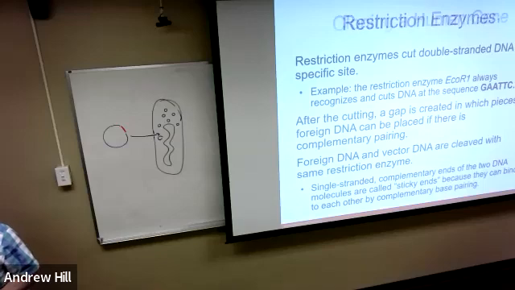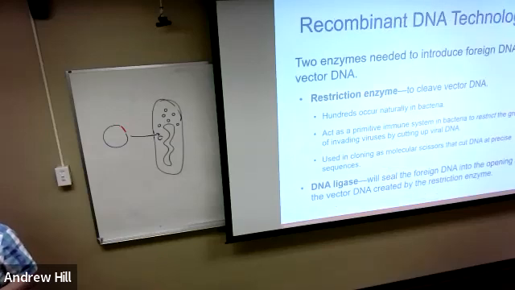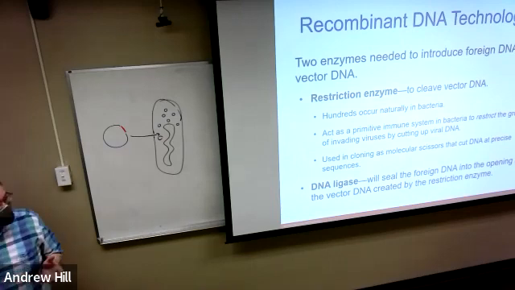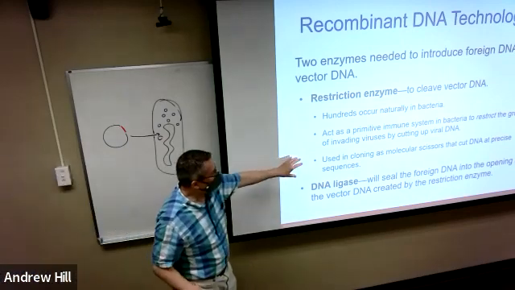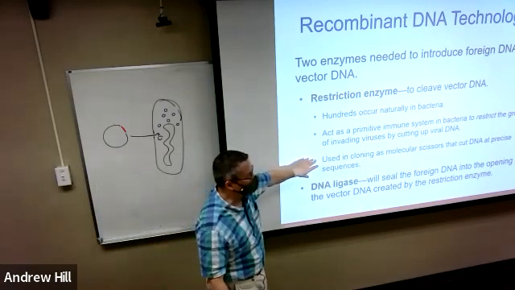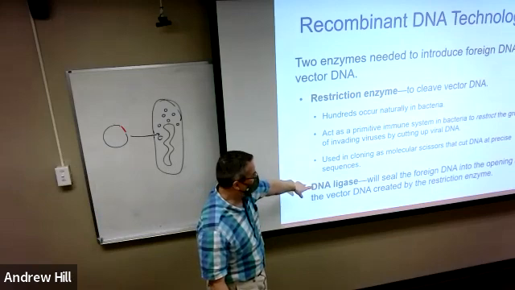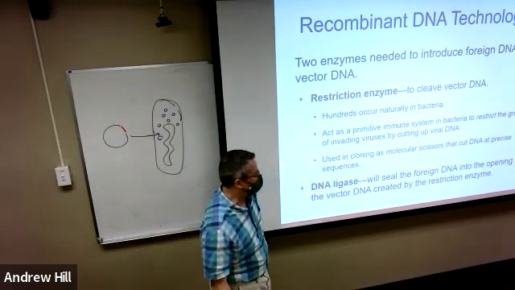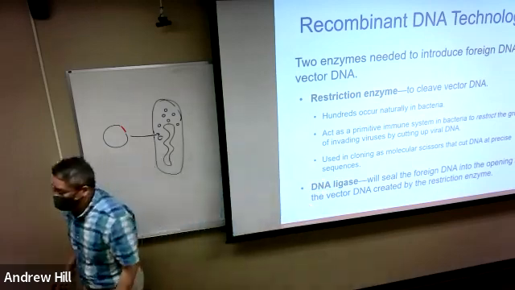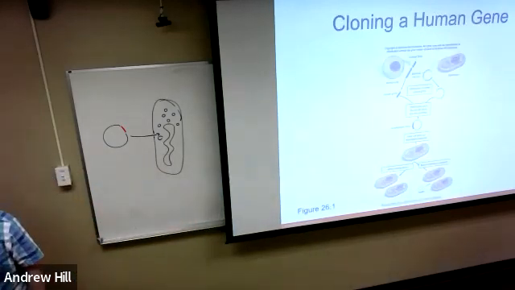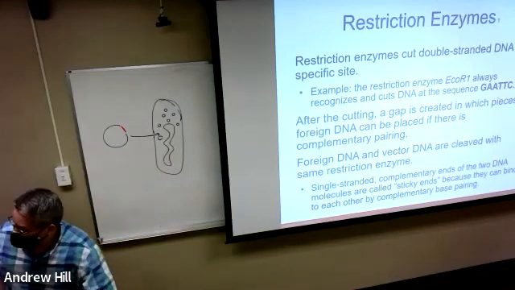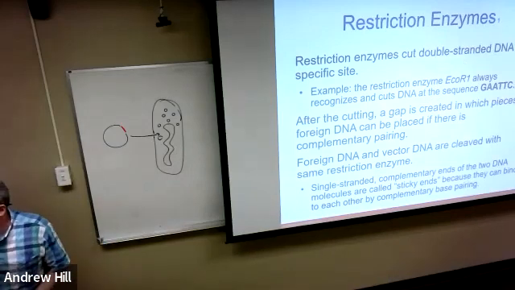All right, so we talked about this. The restriction enzymes, we can think of those as molecular scissors that cut DNA in precise sequences. Then you have the DNA ligase, which will seal the foreign DNA into the opening in the vector DNA created by the restriction enzyme. Okay. So restriction enzymes cut double-stranded DNA at a specific site.